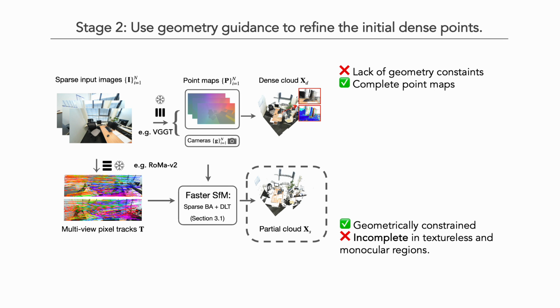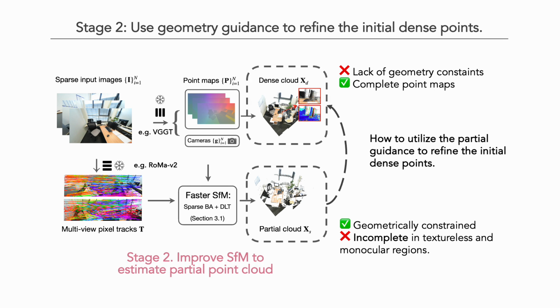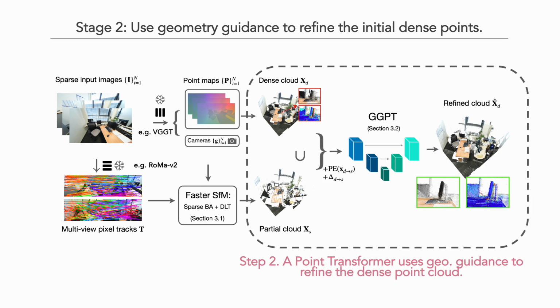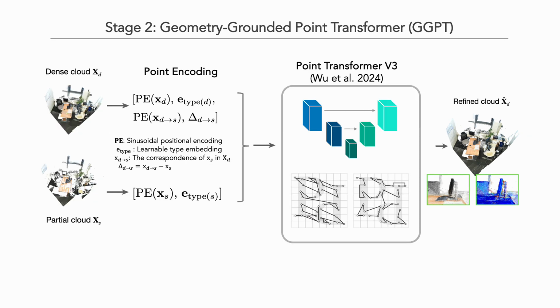However, it is incomplete in textureless and monocular regions, so the next problem is how to utilize the partial guidance to refine the initial dense points. Our solution is to train a 3D point transformer that conditions on both the regressed dense cloud and the partial cloud and predicts the final refined cloud. For both input clouds, we encode their points with positional encoding, learnable type embedding, as well as the point correspondences. We feed the point features into a Point Transformer V3 architecture.